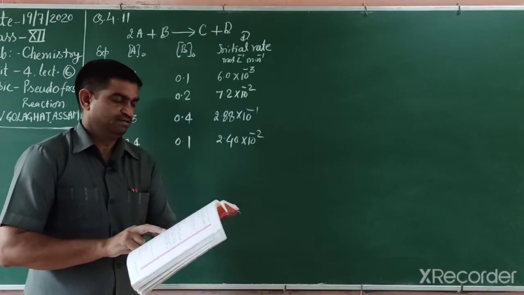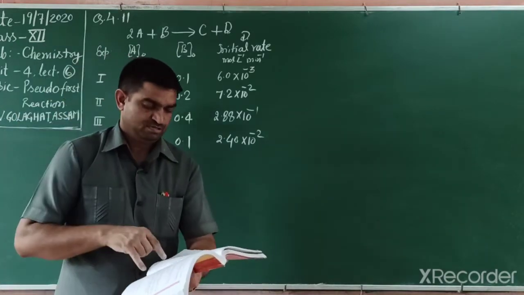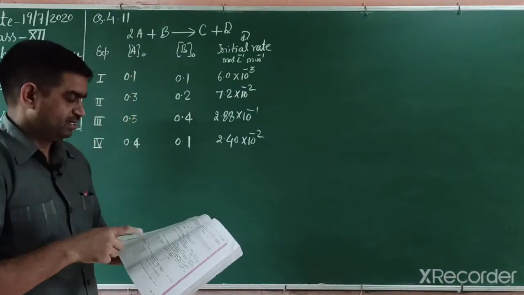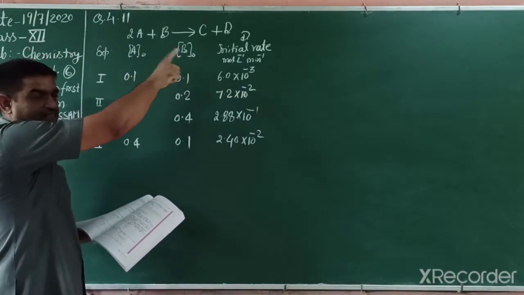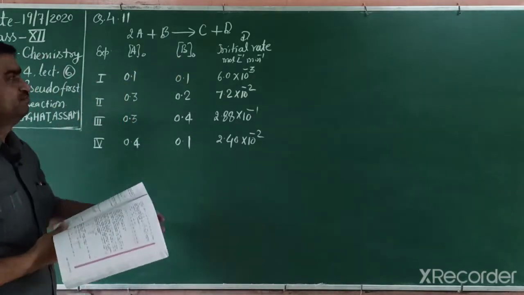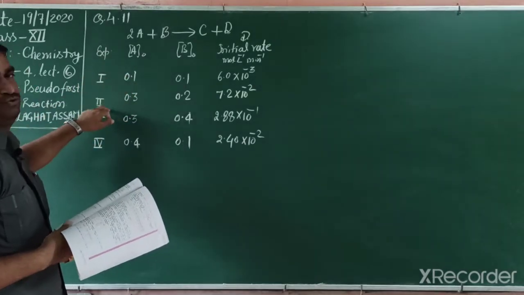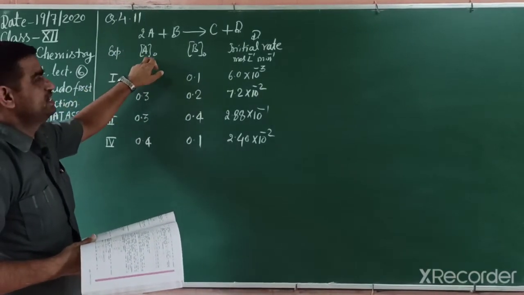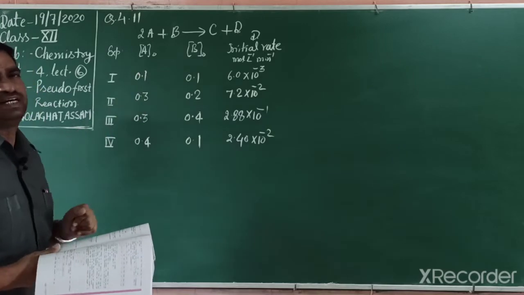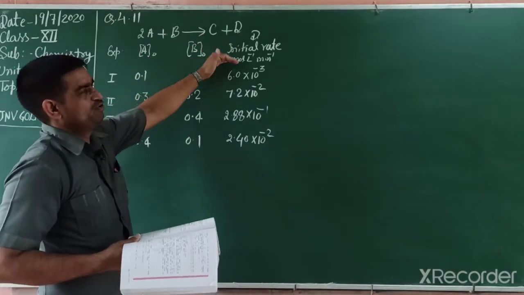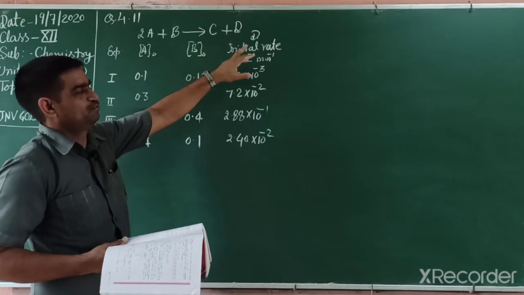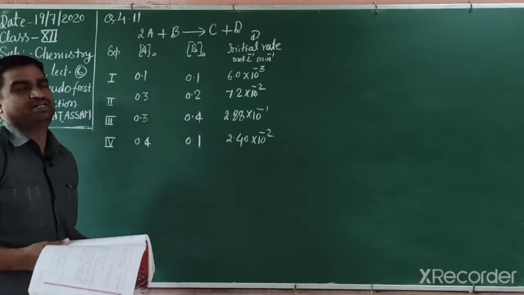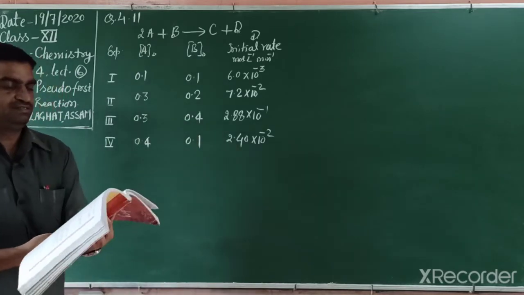Now we solve a numerical that is given in your NCERT book, page number 118, question number 11. A reaction 2A plus B changes into C plus D. In this reaction, 4 experiments are given, 1, 2, 3, 4, and their values are also given. The initial concentrations of reactants A and B are given in 4 different experiments, and the rate of formation of D, that is the product, is also given. By these 4 experiments, we have to find the rate law.